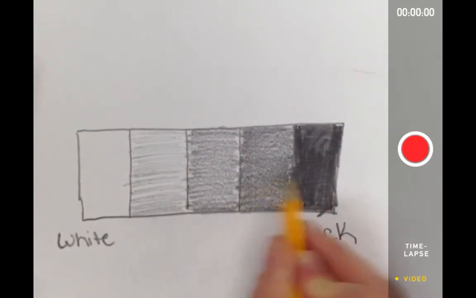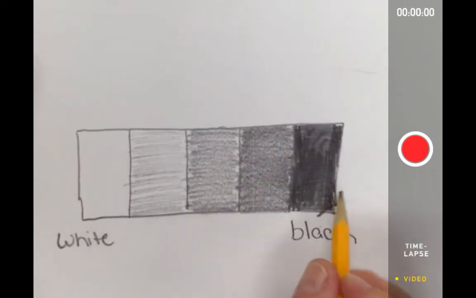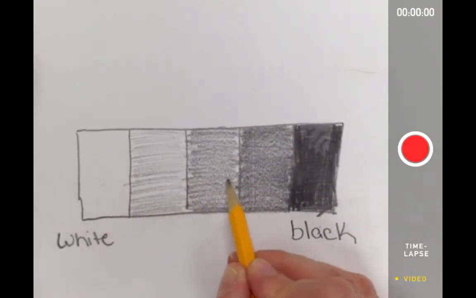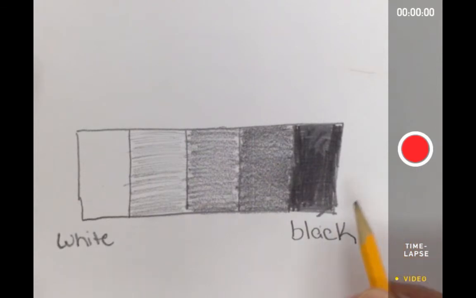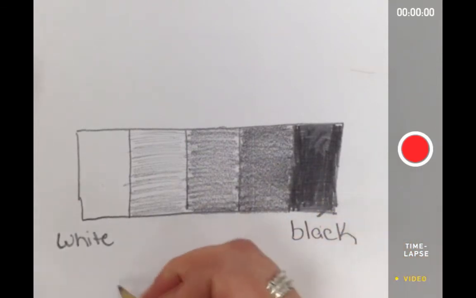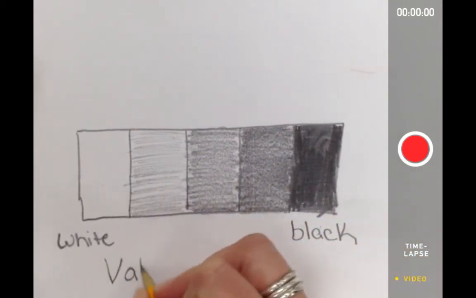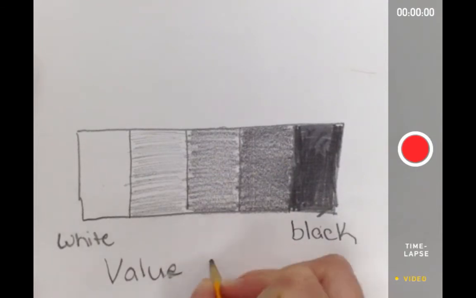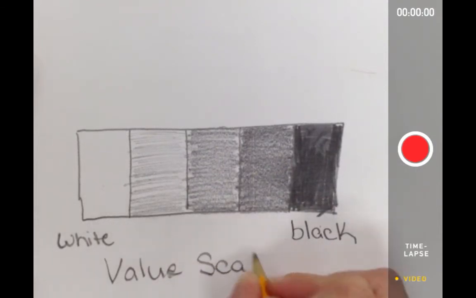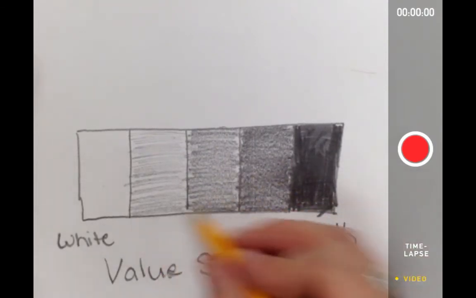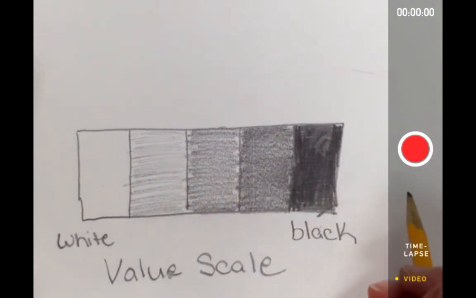Your goal is to have 1, 2, 3, 4, 5 different colors or values. And this is called a value scale. If you can make different values, then you can shade in your drawings.